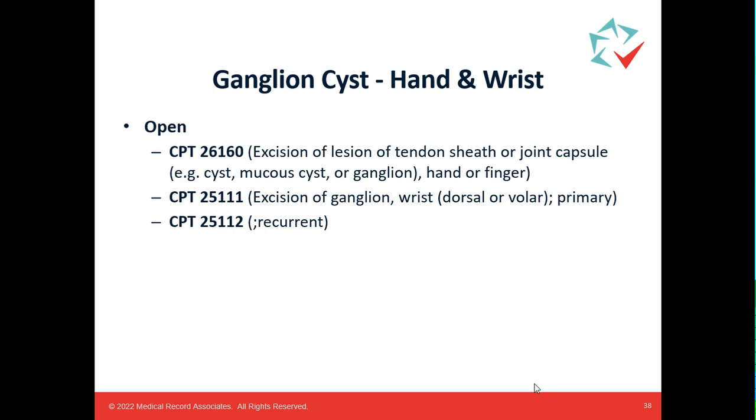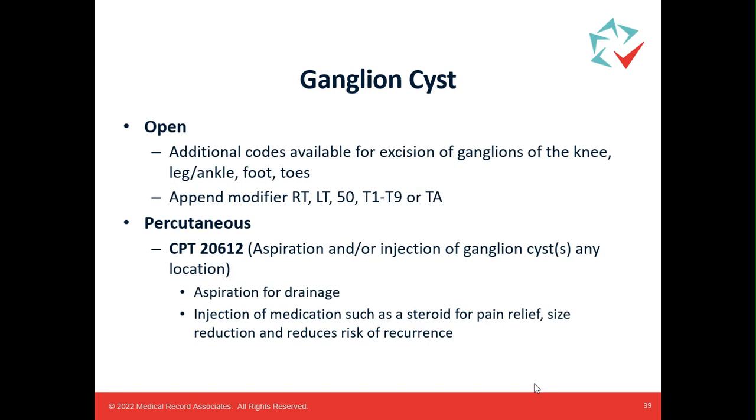So here's some examples of codes which address ganglions. We have CPT 26160, which is excision of lesion of tendon sheath or joint capsule, hand or finger. We also have open codes for the wrist, 25111, which is wrist primary. If that ganglion recurs, we also have a code for recurrent under wrist, 25112. There's additional codes available for excision of ganglions of the knee, the leg and ankle, foot and toes. And for these codes, we can append those modifiers right, left, 50 for bilateral. If they're toes, we can use T1 through T9 or TA.